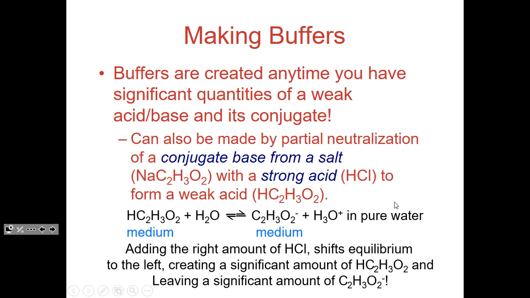So you can really get to a buffer system three different ways. Literally adding the two things together, a weak acid and a salt that contains its conjugate base, or through partial neutralization of either one.